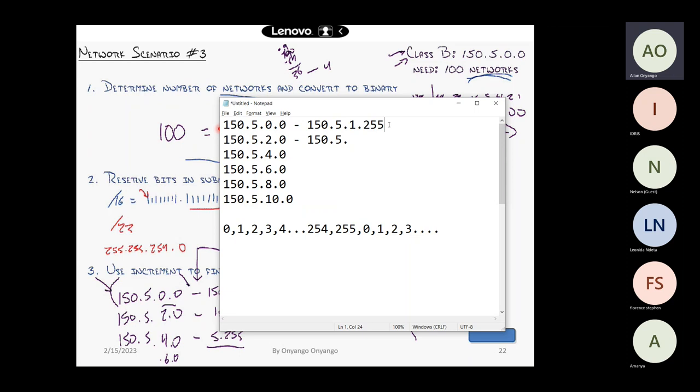Wonderful. The third network is beginning with 4, so it means the previous one ended with 3. And this is beginning with 0, so it means this one ended at 255. We do the same thing here. This one is beginning at 6, so the previous one ended at 5.